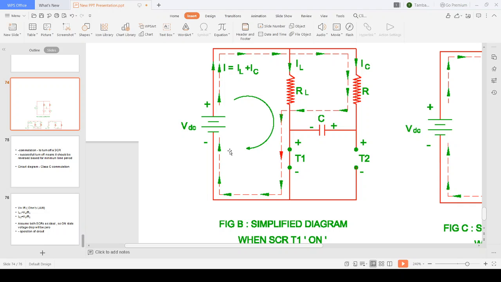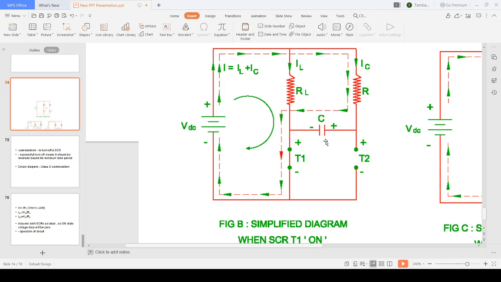The capacitor fully charges, and after fully charging, the current through capacitor C will be 0 and the SCR continues to conduct. After some time interval, what will happen? We know that a capacitor is shown by two parallel plates. So a capacitor has the property that it charges and discharges.